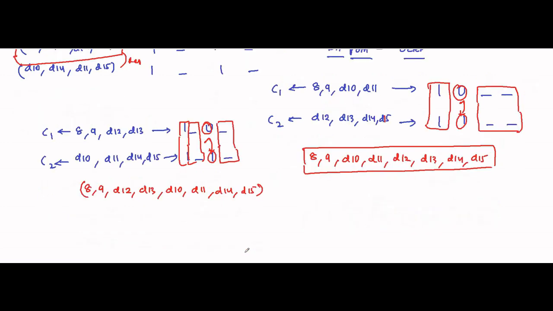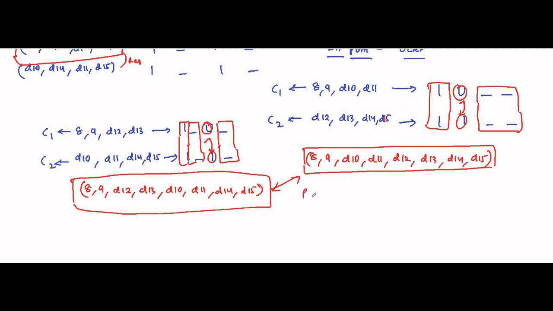And if you see both of them, these two, they have the same minterms. This is in a jumbled manner. This is in proper serial order. But same, 8, 9, D10, D11, D12, D13, D14, D15. So they are repeated, and we'll pick this one because it is in proper serial order.